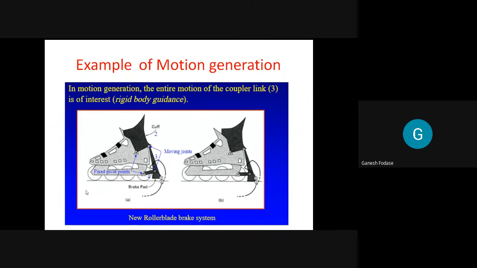Here, whenever we are interested in the motion of a coupler link, see, in this case, this third link, I hope it is visible to you. Let's say link number 4 here, and link number 3 here. This one is link number 2, and this one is the fixed link. So here the motion of this moving link number 3 is important. When we design a mechanism in such a way that we are interested in the motion of link number 3, that problem is classified as a motion generation problem. So this is one example, a new roller blade brake system, taken just from an example point of view.